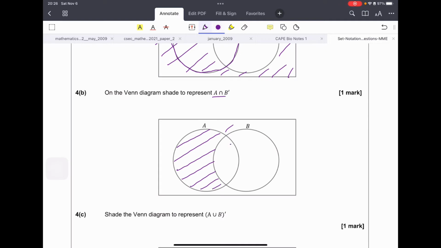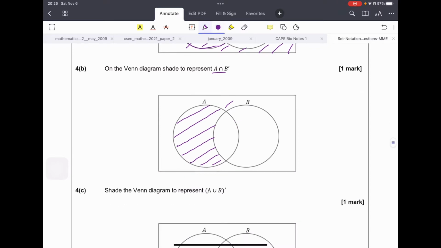We can't choose this region here because this is part of B, right? B belongs to there as well. So everything that A has that B does not have. That is what that is telling us.